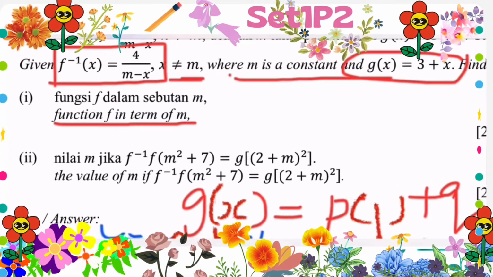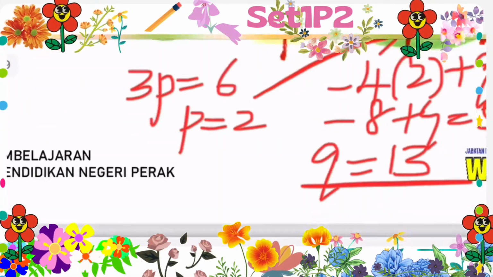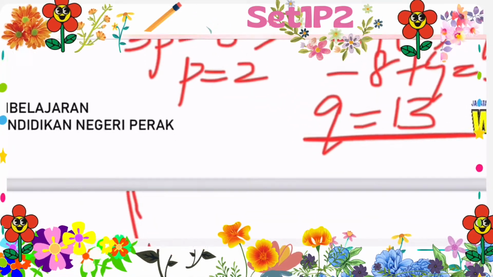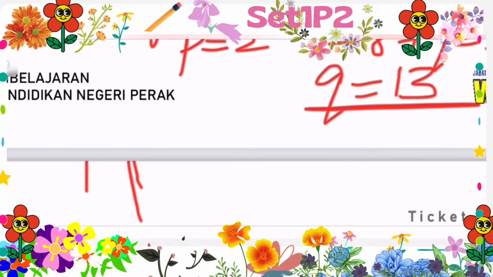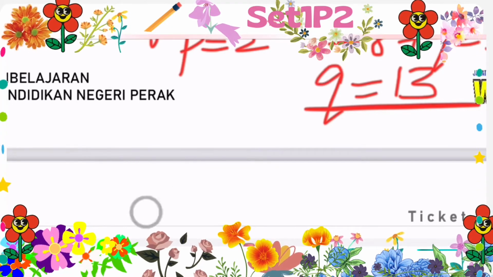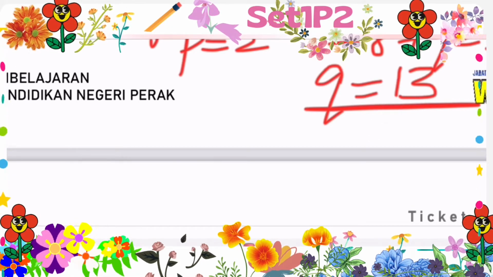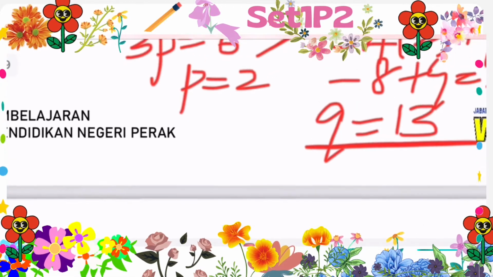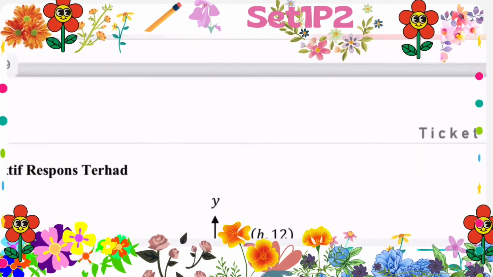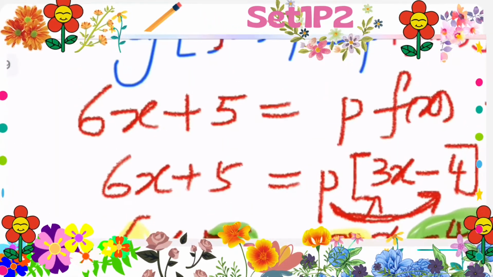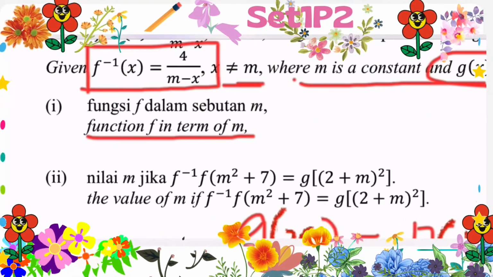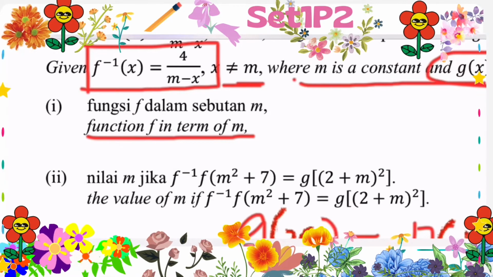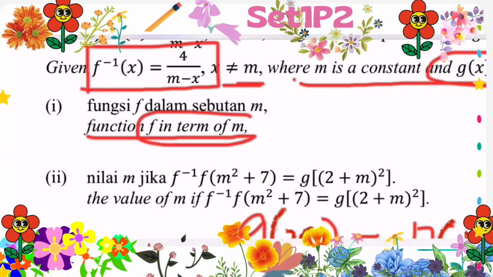Okay, let's find g(x). Now we have to use the previous g(x) given, right? Let's use it, it's related to the question just now. So let's see, we have the space to do. Okay, I'm going to do here. We want to find the function f in terms of m first.